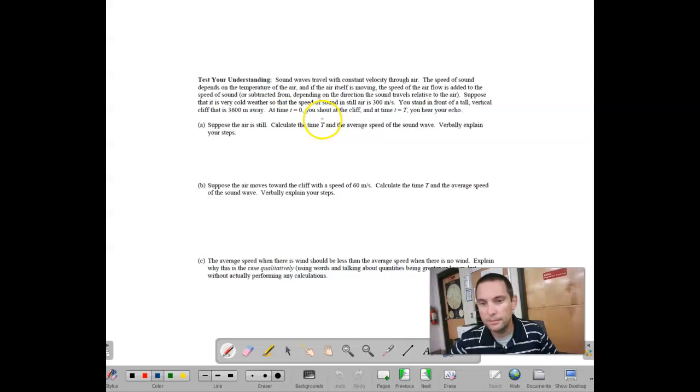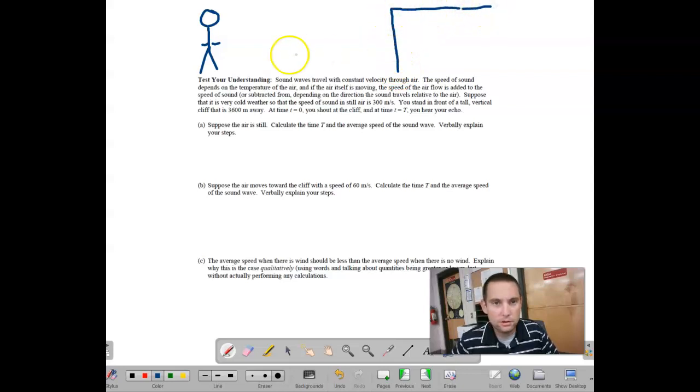Suppose that it is very cold weather, so that the speed of sound in still air is 300 meters per second. You stand in front of a tall vertical cliff that is 3,600 meters away. At t equals 0, you shout at the cliff, and sometime later, t equals big T, you hear your echo. So first let's sketch this. We have this person, and we have this big cliff, and this whole distance here is going to be 3,600 meters.